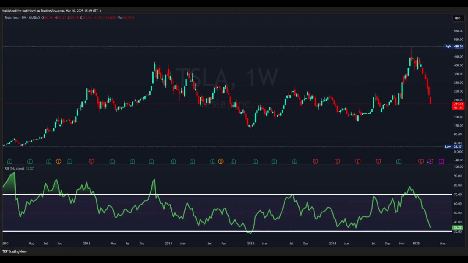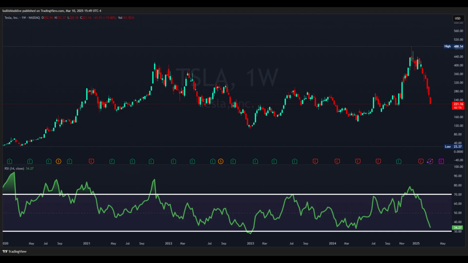The weekly RSI indicates that Tesla is approaching oversold territory, suggesting a potential area of value. Historically, the RSI on the weekly time frame has not dropped below 27. Currently, it sits at 34, just 7 points above its all-time low, highlighting a key level to watch for potential reversal signals.